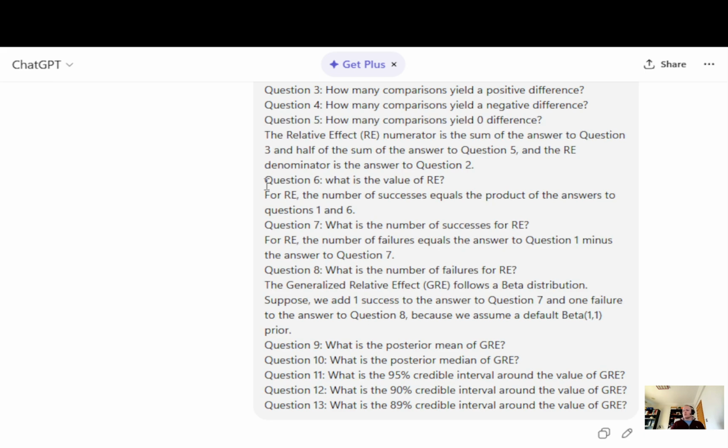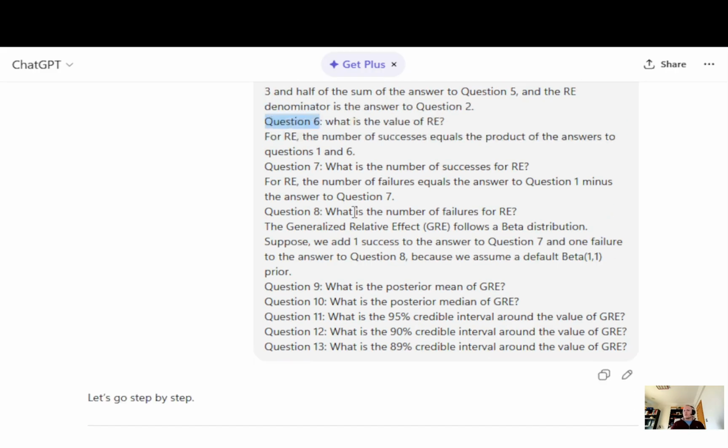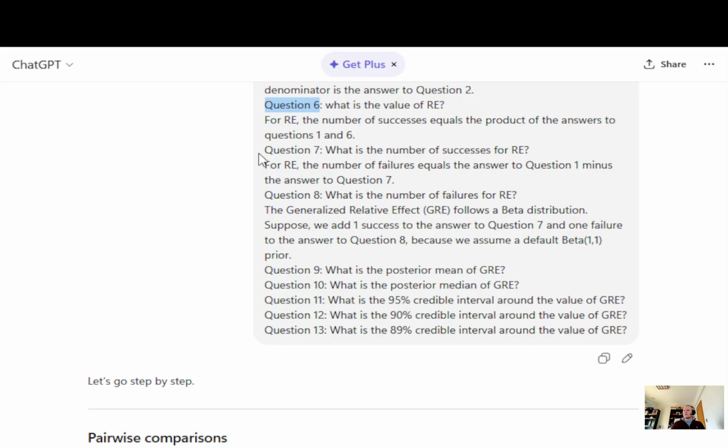So, based on that information, we say question 6: what is the value of the relative effect? Once that question is answered, for the relative effect, the number of successes equals the product of the answers to questions 1 and 6. Question 7: knowing that, what is the number of successes for the relative effect?